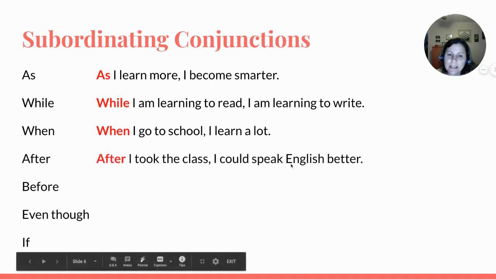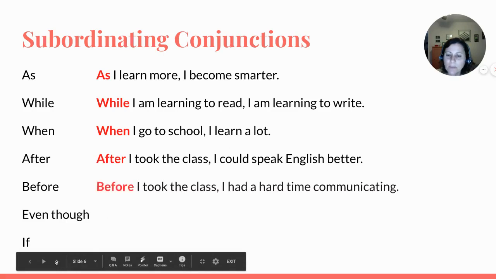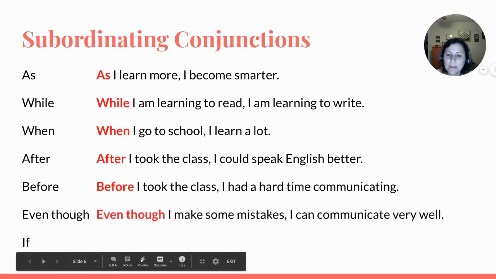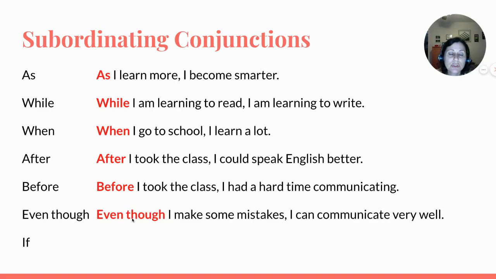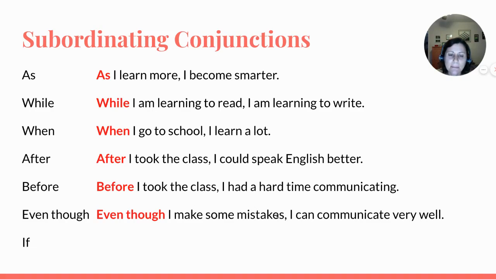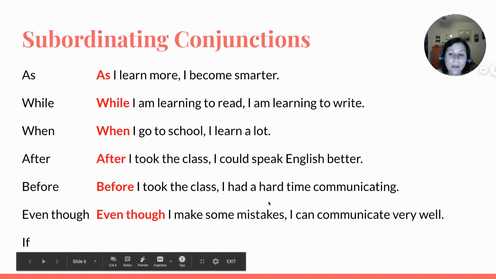After I took the class, I could speak English better. So this is what happened after. Before I took the class, I had a hard time communicating. This is what happened before, earlier in time. Even though I make some mistakes, I can communicate very well. We use even though to show contrast. It's similar to but or however. Even though I make mistakes. So I make mistakes sometimes, but I can still communicate very well. So it carries the same meaning as but. These two clauses show contrast.